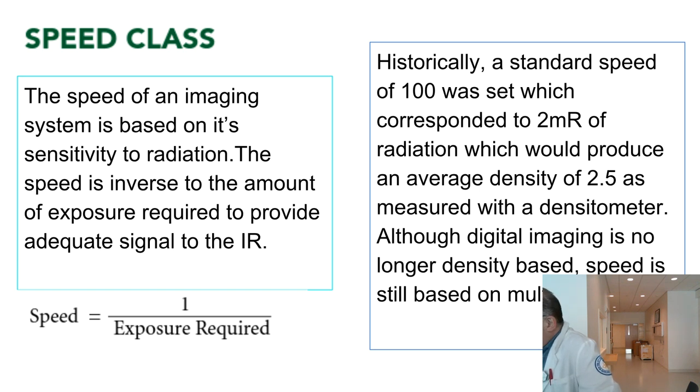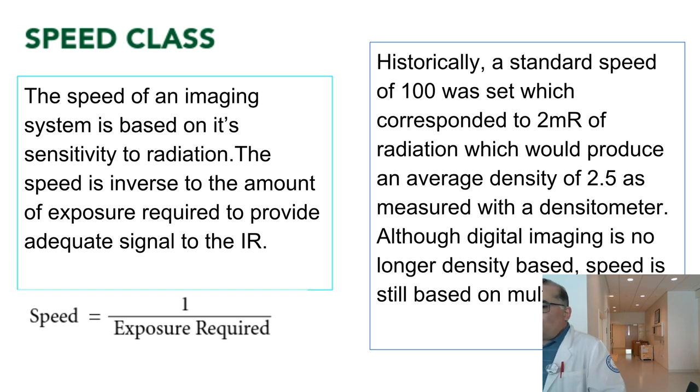So the way speed class works, an arbitrary number was created. You can read more about this in your textbook. They came up with this number, 100 is what they started with. And they said, for this film to be given a speed of 100, so it was based on the actual film emulsion, it would require an exposure of 2 millirem in order to produce a density, so an area of blackness, as read out by a densitometer, which we have here, but we don't really use it because we're not doing anything with film. But a 100 speed film system would give you a density of 2.5 as read out by a densitometer with an exposure of 2 millirem. And that was said to give you a fairly diagnostic image.